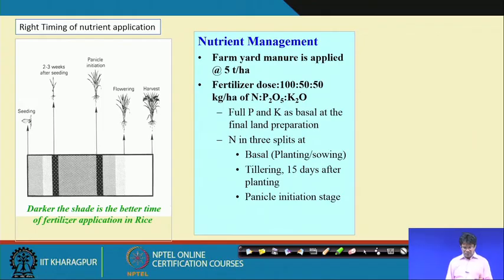At the same time, this will have a higher residual effect for the subsequent crop if you are selecting a cropping system and the second crop is grown immediately after the first crop. So, we can go for split applications of this organic manure too.